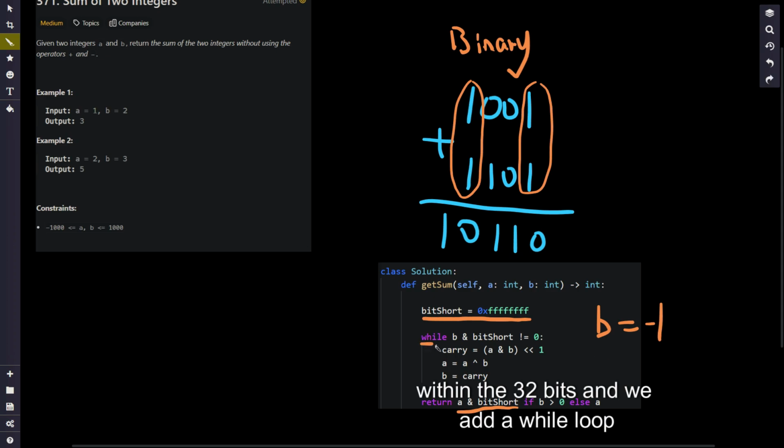And we add a while loop to make sure the carry is always above 0. If it is not, that means we don't have any carry. So we can end the operation.